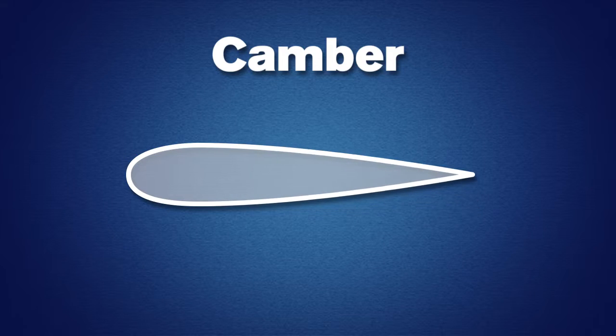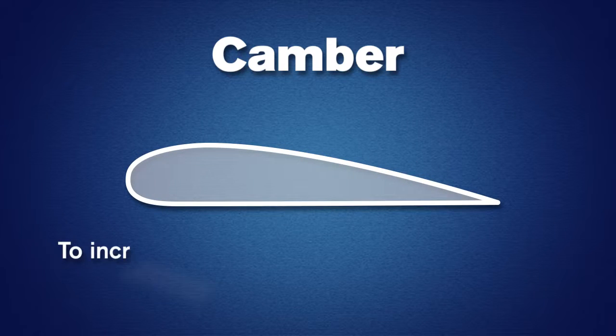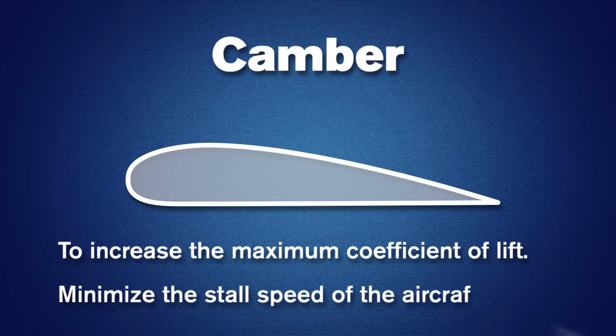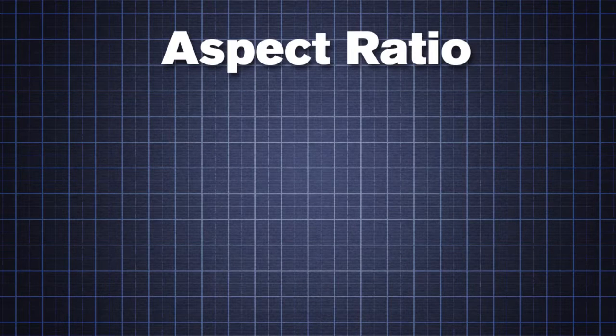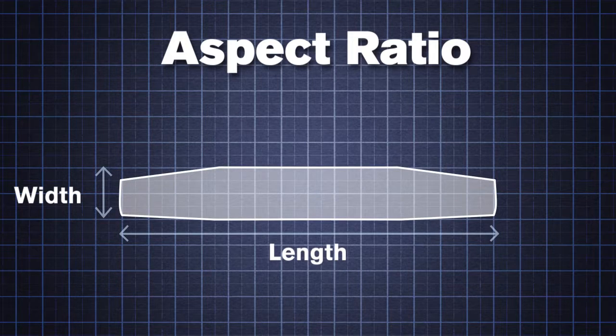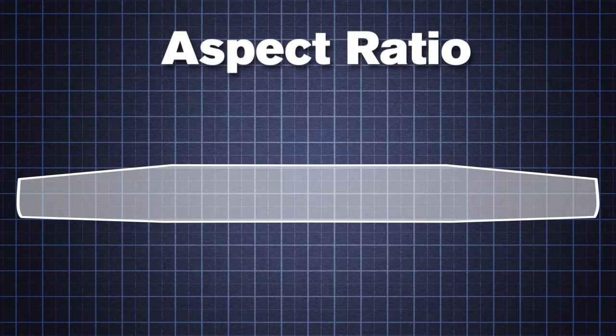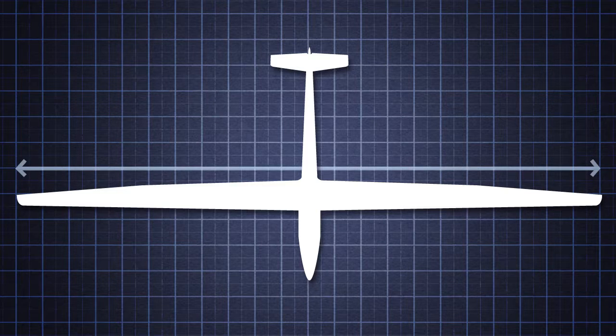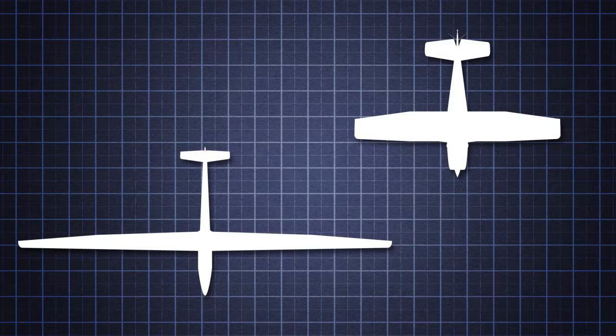A wing with zero camber would be considered symmetrical about the chord line. Camber is usually designed into an airfoil to increase the maximum coefficient of lift, and thereby minimizing the stall speed of the aircraft. The wing's aspect ratio is the relationship between the length and width of the wing. Generally, the higher the aspect ratio, the more efficient the generation of lift is. For example, gliders have really long, skinny wings, giving them a higher aspect ratio compared to a Cessna 172.